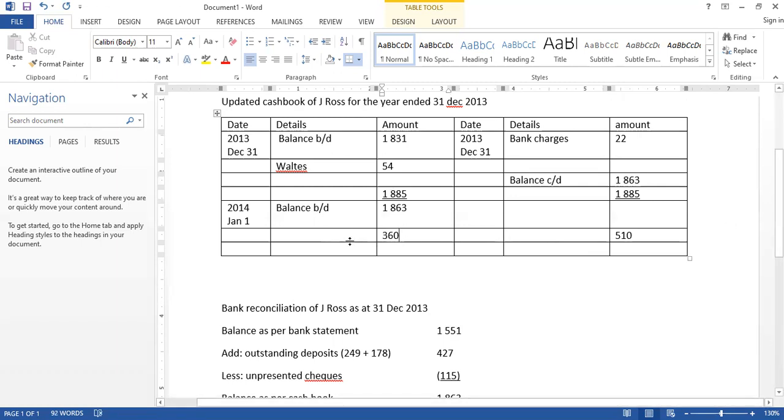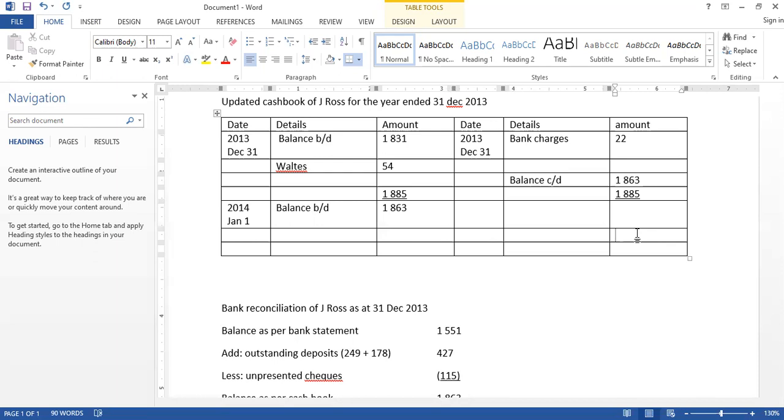Now, let's say these are the only amounts that we had in our cash book. If you balance off, obviously you'll be left with only 150. The 360 here and the 360 there will cancel out each other, and you will only be left with 150. Do you understand? Yes, I do.